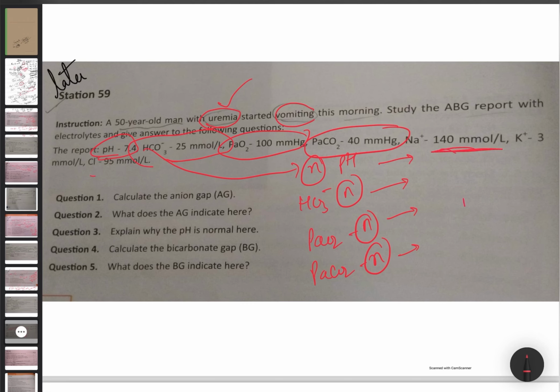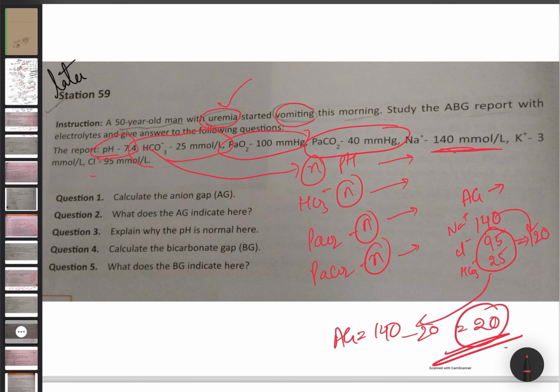But they have given ions here. Let's calculate the anion gap and see what happens. 140 minus chloride, which is 95, and bicarb, which is 25. First let's add these two. Sodium is the positive ion, minus the negative ions, chloride and bicarb. 95 plus 25 is 120. So 140 minus 120, the anion gap is 20. More than 15 is high anion gap metabolic acidosis. This is 20, so high anion gap.